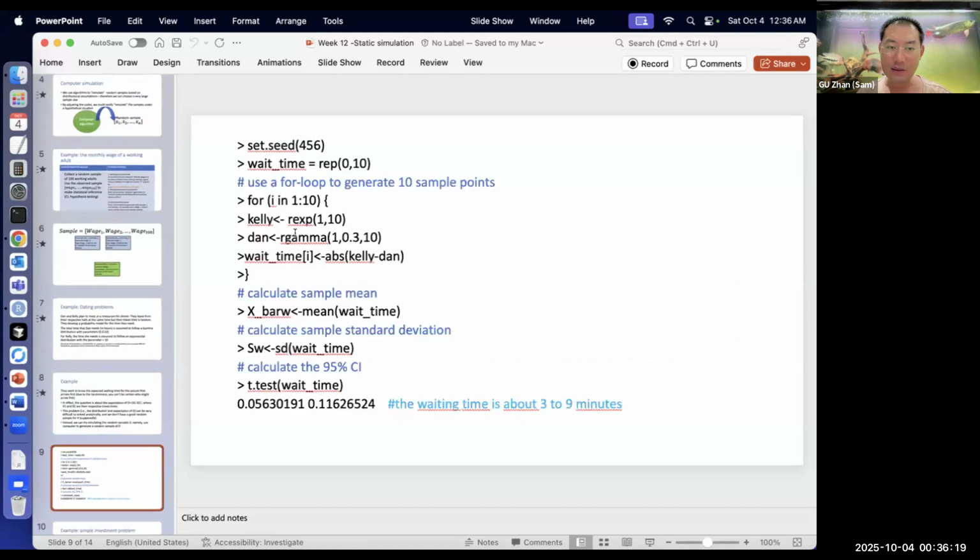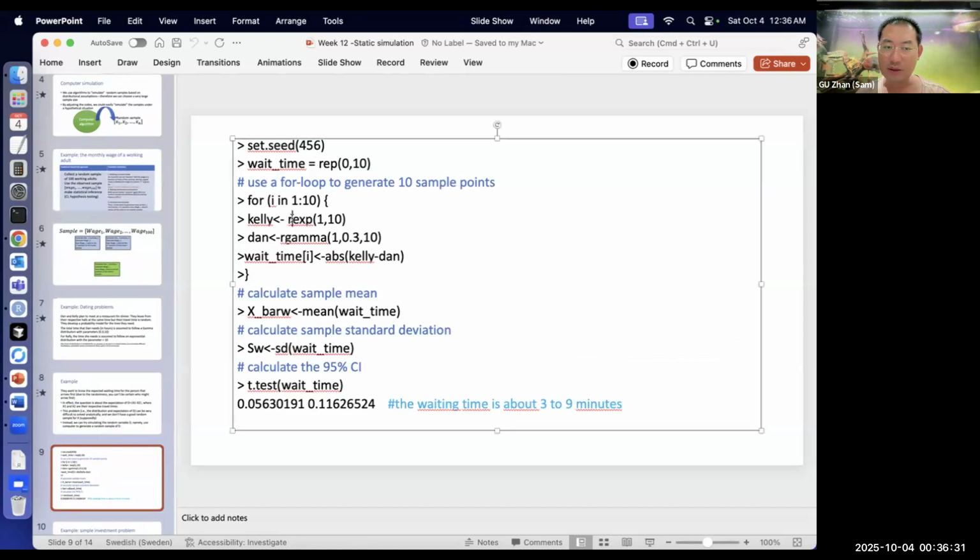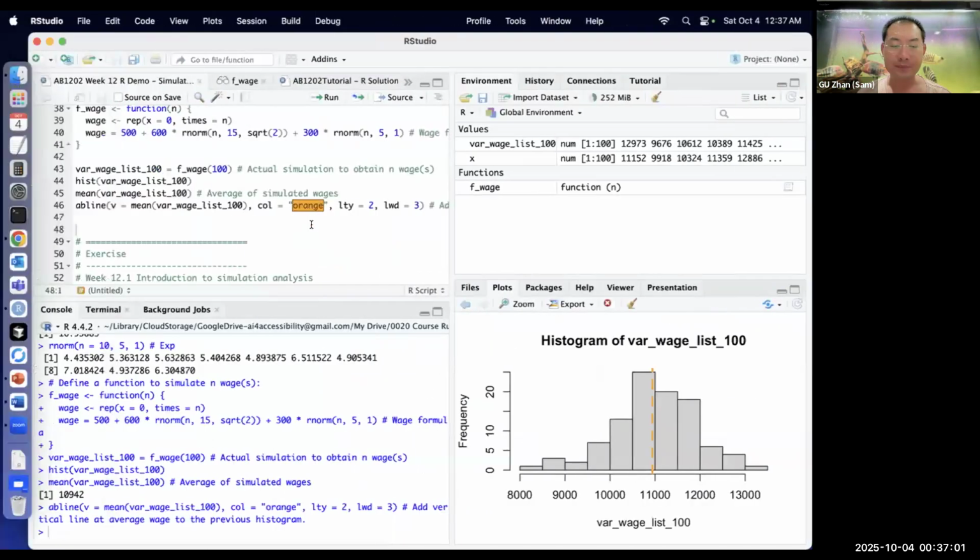Set seed 456, and so on. We use a for loop to get 10 data points. Kelly gets a random number from an exponential distribution with n equal to 1. Dan's is from a gamma distribution, also n equal to 1. Then calculate the waiting time, and repeat 10 times. Then calculate the mean value and the standard deviation of the waiting time, then do a t-test to get the 95% confidence interval for the average waiting time, the average of these 10 waiting times.